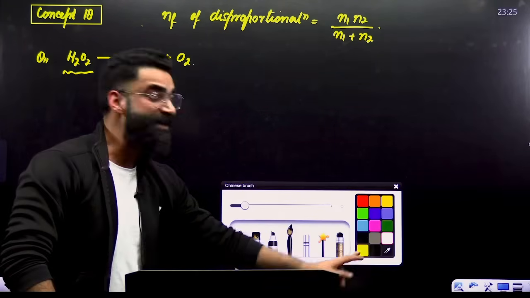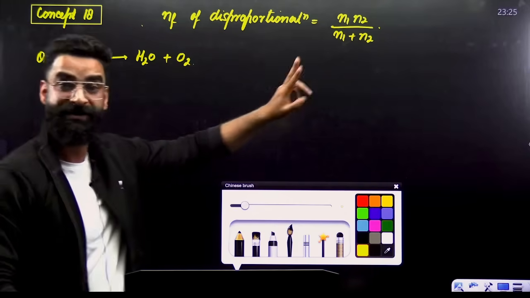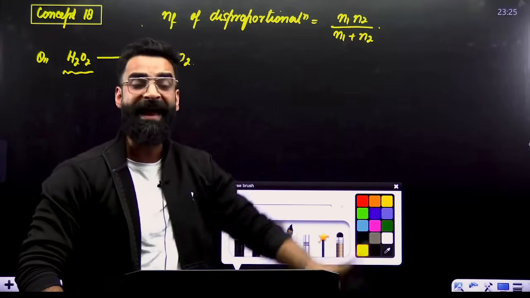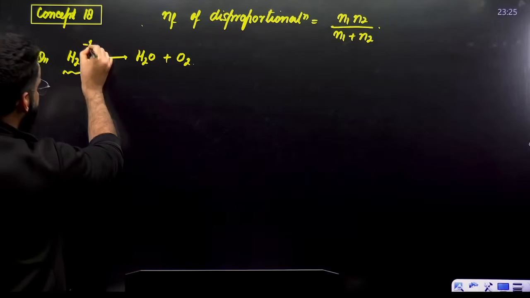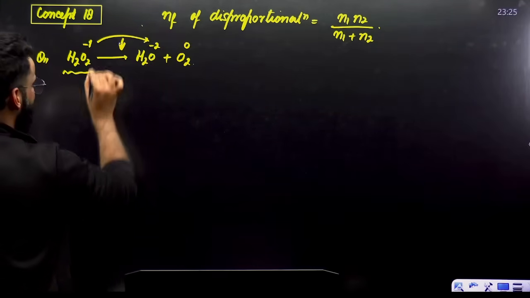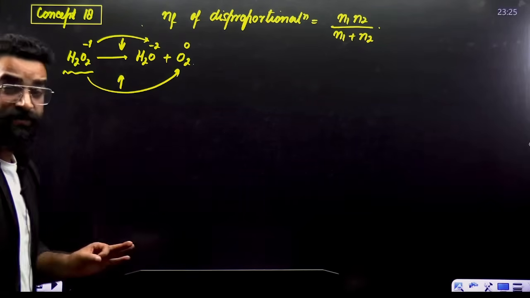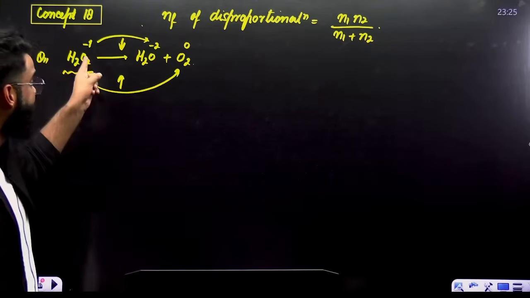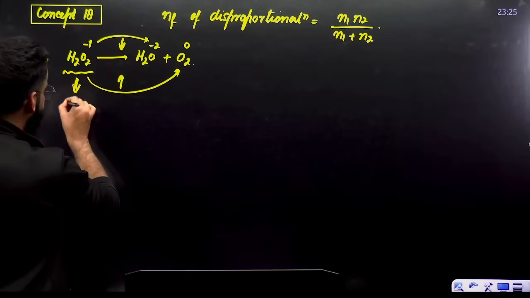Okay. Similarly, guys, concept number 18, which is asked. N factor of the species that undergoes disproportionation is equal to n1 n2 divided by n1 plus n2. Now understand. If I ask you what is the oxidation state of oxygen here, it is -1, here -2, here 0. -1 to -2, decrease in the oxidation state. -1 to 0, increase in the oxidation state. Whenever you see the oxidation state of the same element increasing as well as decreasing simultaneously, remember that species undergoes disproportionation.